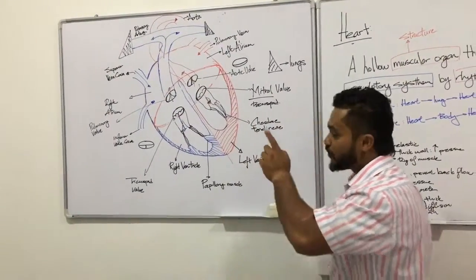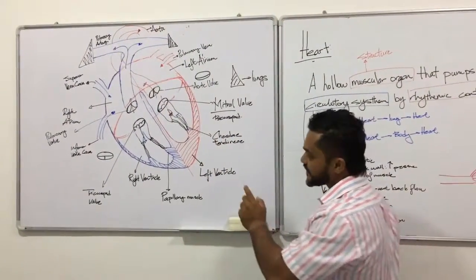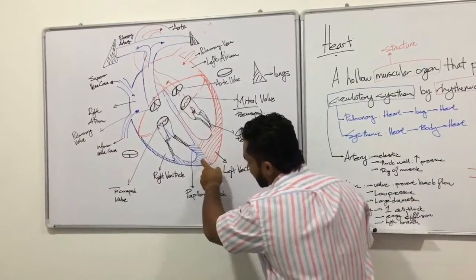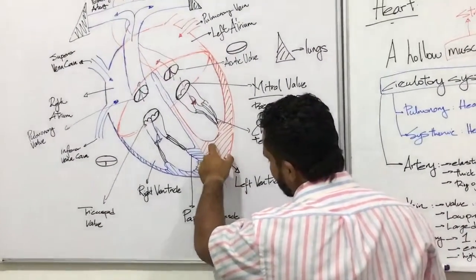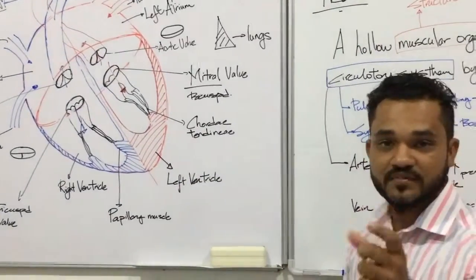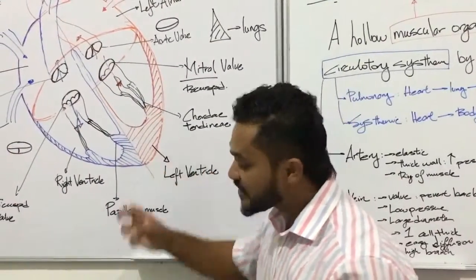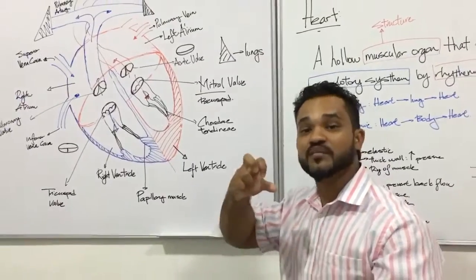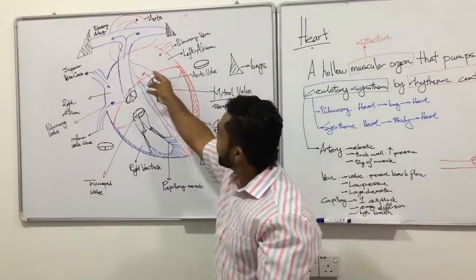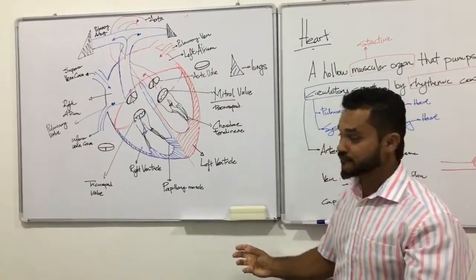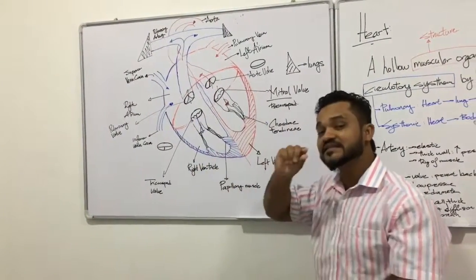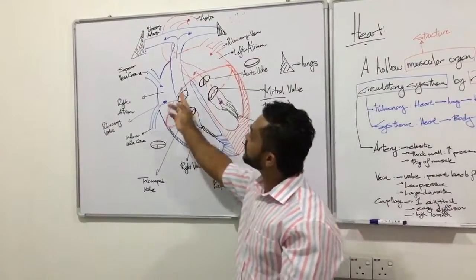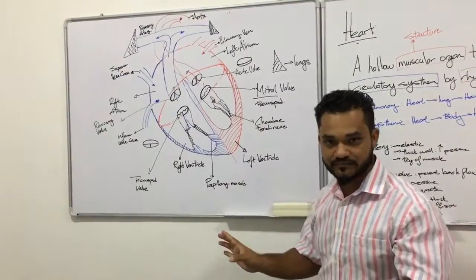Okay. Now, by looking at the structure, we can see that there's a difference in the thickness of the wall. Why? Because here in the left ventricle, you need thicker muscle so that it creates higher pressure. It can contract much stronger to push the blood all over your body. Now, when you see the right ventricle, the muscle thickness is thinner. Why? It just needs to push the blood to your lungs.